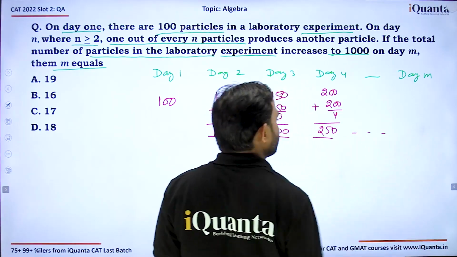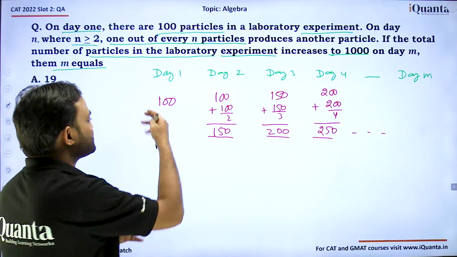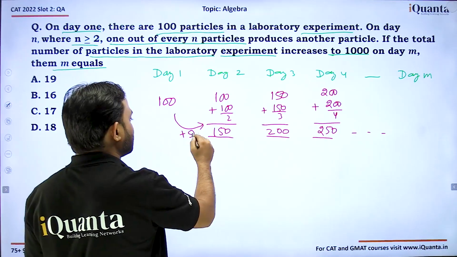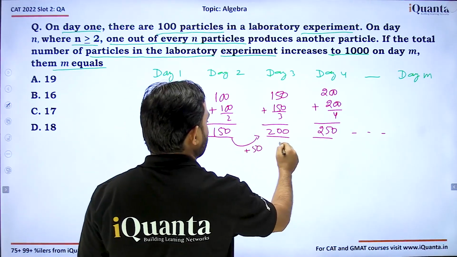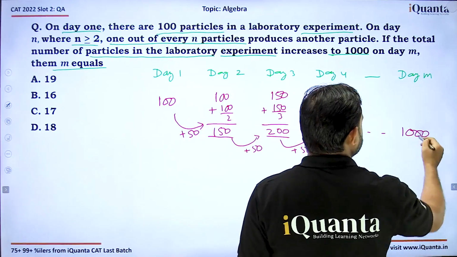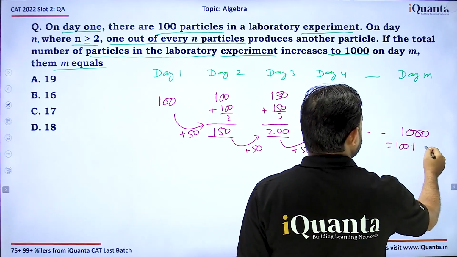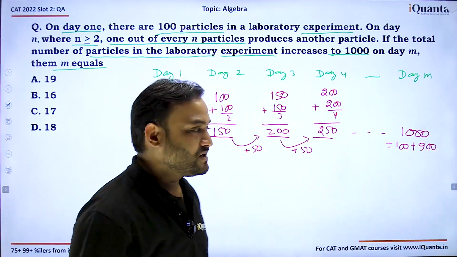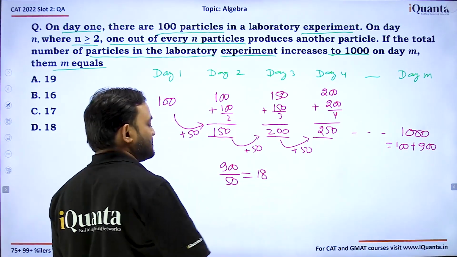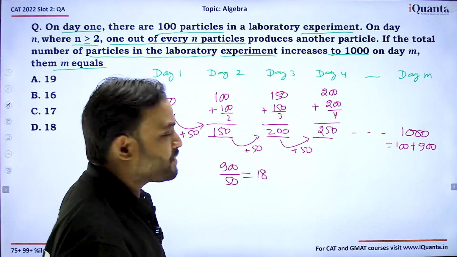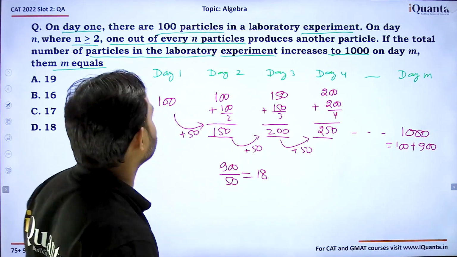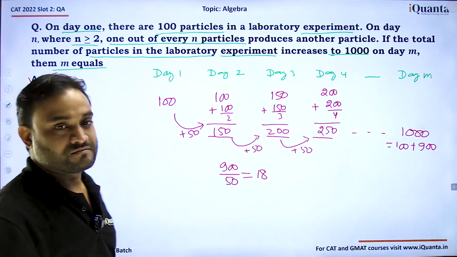So on day m, what will be the total value? You can see it's 100, 150, 200, 250. So there is an increment of 50 particles every day, right? So on day m, there are 1000 particles. So basically, can we say there is an increment of 900 particles? And for those 900, each day 50 new particles are produced. So it will take 18 more days. So day 1 plus 18, it's day 19, which is option A.